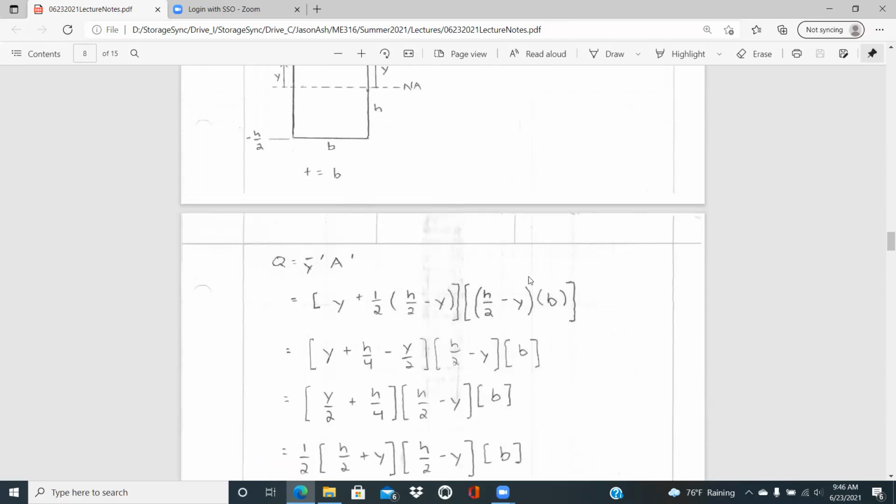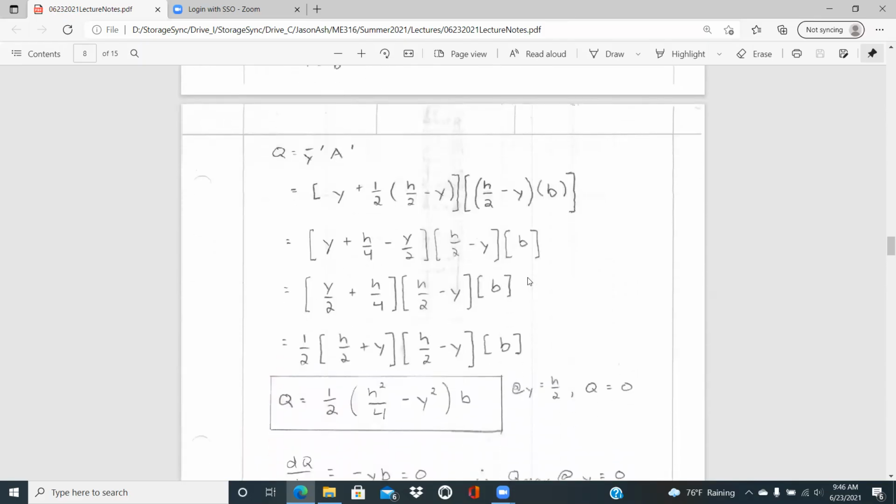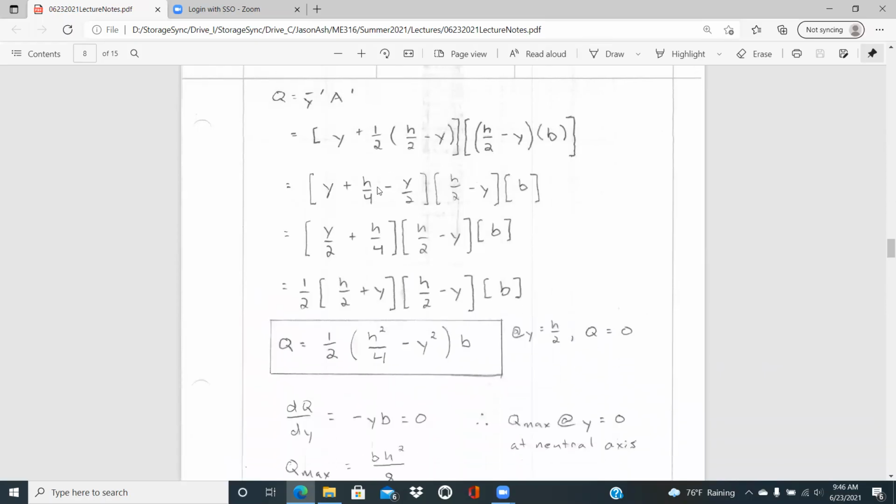And so that sets up our basic relationship. And then it's just algebra going through and solving for that. First step, I multiplied the half through to get h over 4 minus y over 2. And then everything else is just the product all the way through. We have a y minus a y over 2, which will give us a positive y over 2.